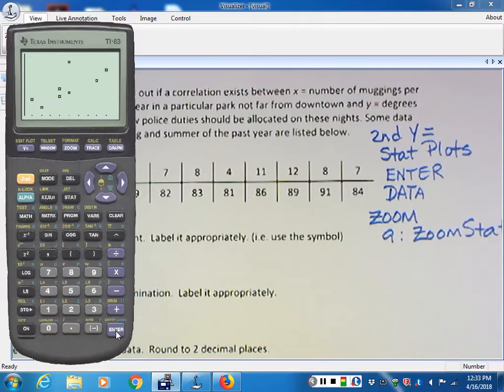Okay, what the calculator did when we hit zoom 9 was it looked at this list of numbers, and it looked at this list of numbers, and then it went to the window settings and set up the window so that you would be able to see those values on it. Go down and choose number 9. There you go.